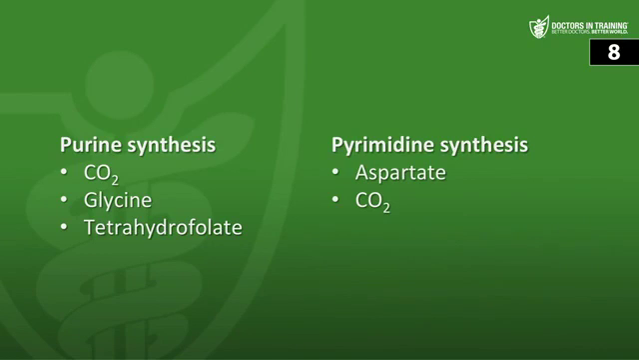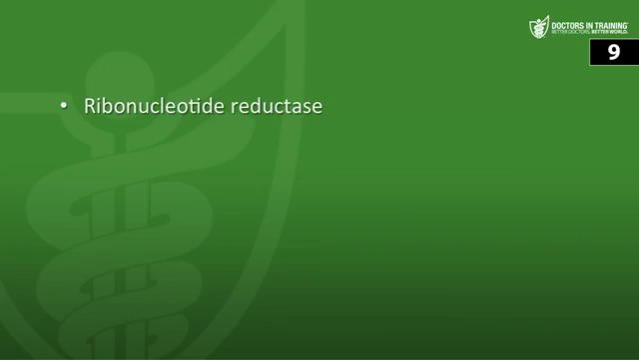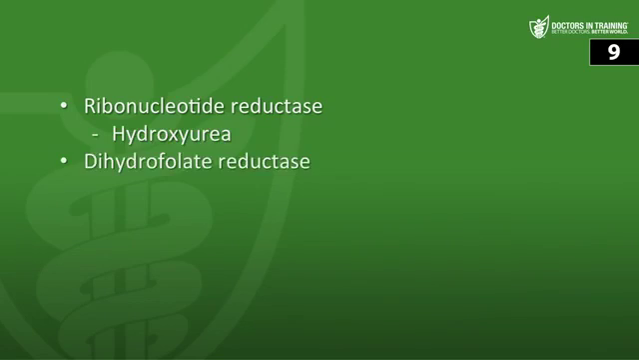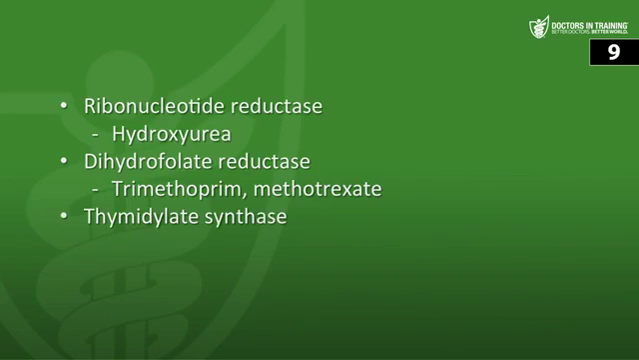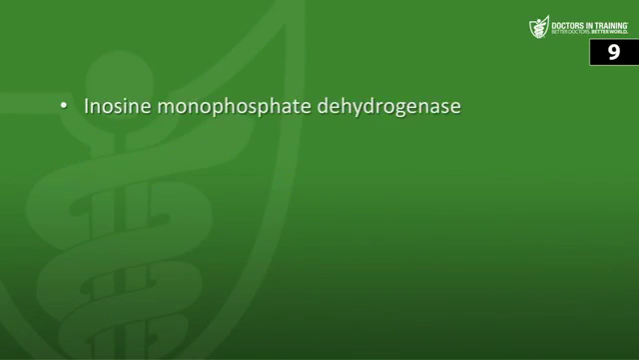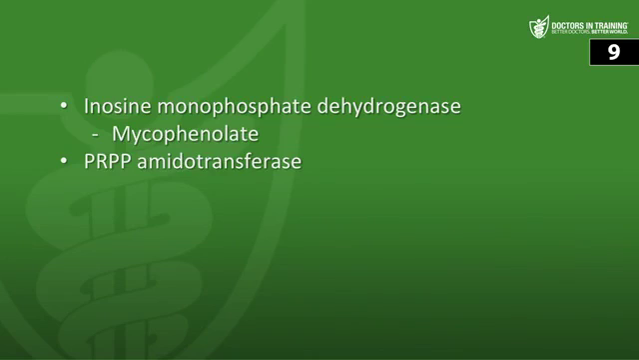Next, which medication inhibits each of the following enzymes? So ribonucleotide reductase is inhibited by hydroxyurea. Dihydrofolate reductase is inhibited by trimethoprim in prokaryotes and also by methotrexate in eukaryotes. Thymidylate synthase is inhibited by 5-fluorouracil. IMP dehydrogenase is inhibited by mycophenolate. And finally, PRPP amidotransferase is inhibited by 6-mercaptopurine, or 6-MP.